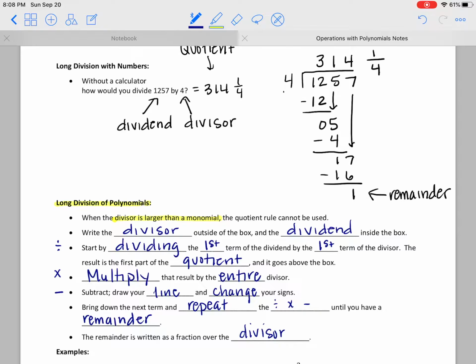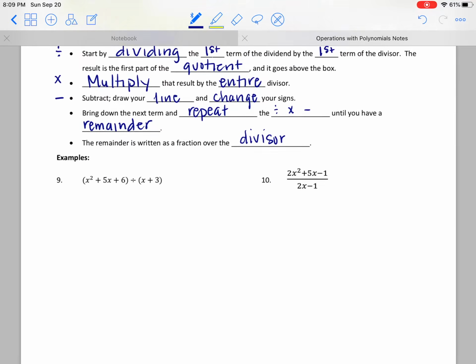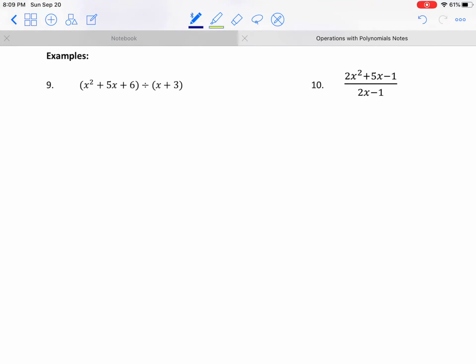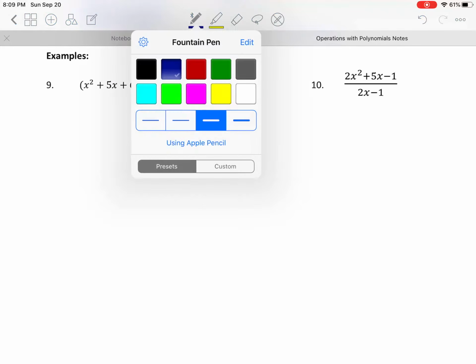Okay? So, sounds a little complicated. It's definitely going to look a little complicated, but just take your time and try to follow the steps, and we'll be able to work through this. Okay? Let's try this first one. Because this divisor, this thing that's going to do the dividing, is more than one term, that's how I know this is a candidate for long division.